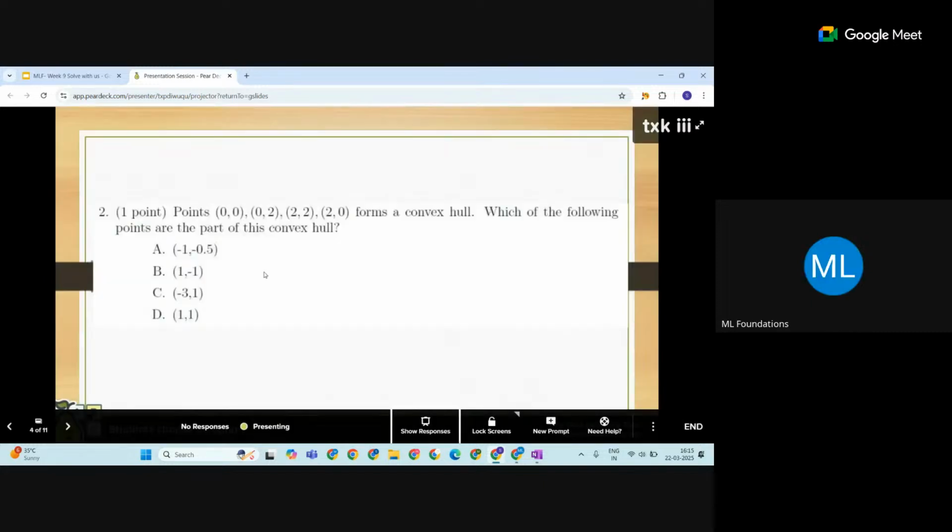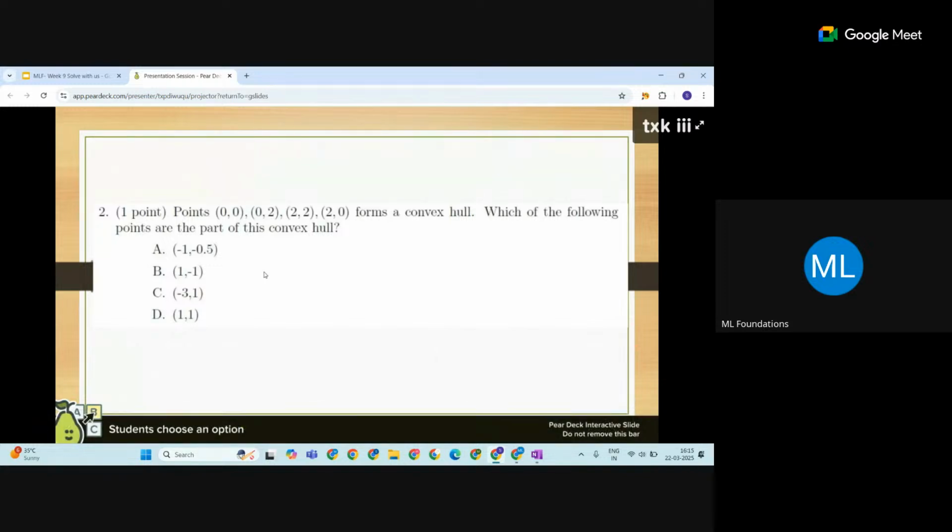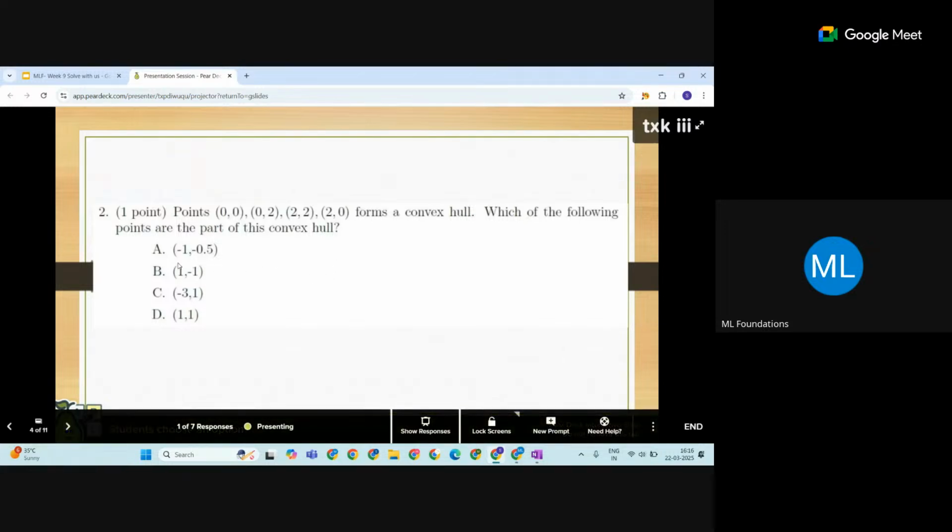We have some points 0,0, 0,2, 2,2, 2,0 that form a convex hull. Which of the following points are part of this convex hull? We have discussed convex hulls a lot last time. So which point is going to be part of that convex hull?